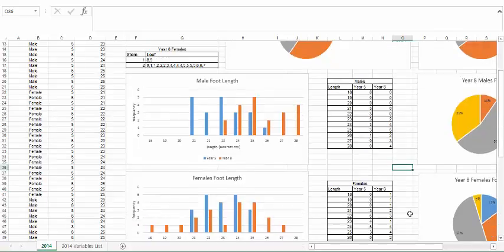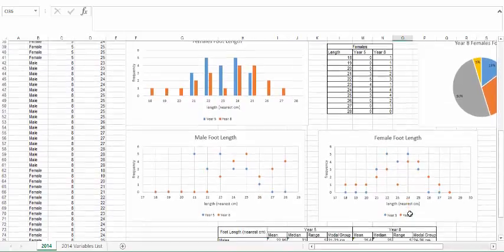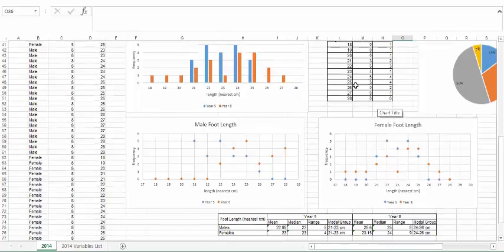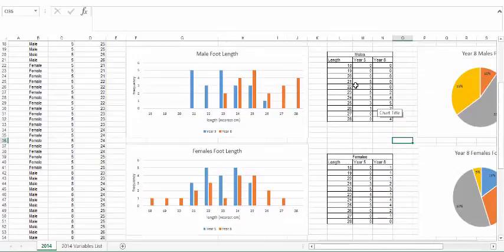The dot plots are also hard to compare, but do show higher frequency, which enables a distinction to be made between the data sets. The double column graphs are easiest to compare and show a clear difference. The male's foot length clearly progresses to a higher number when compared to the female's foot length.